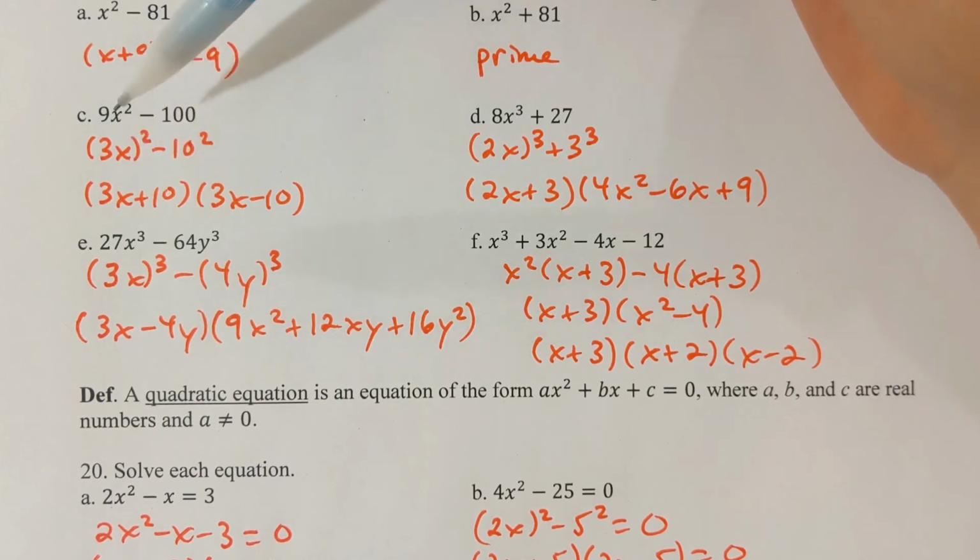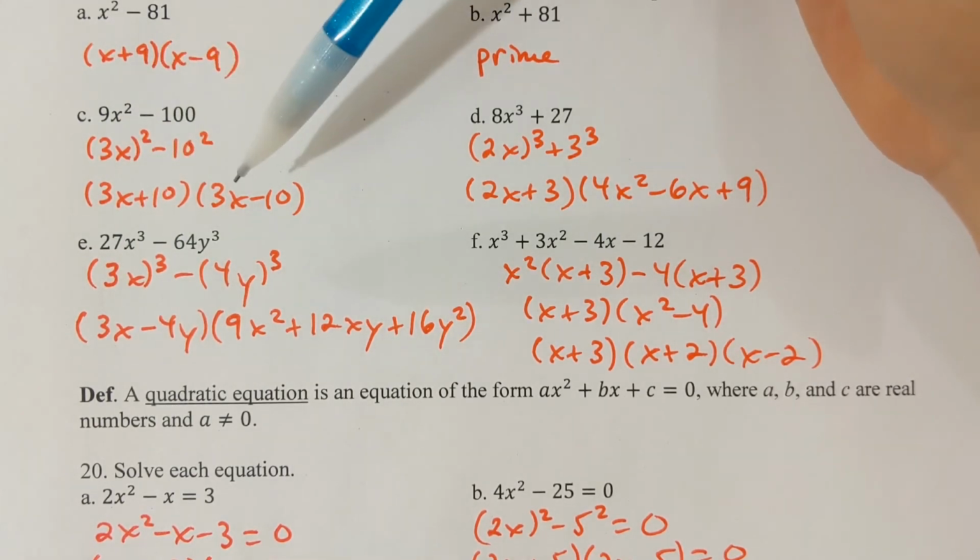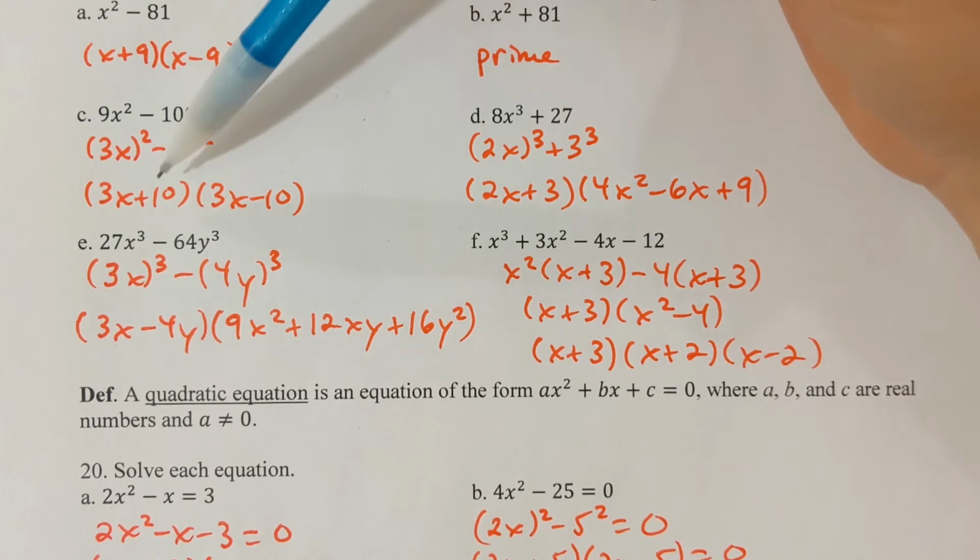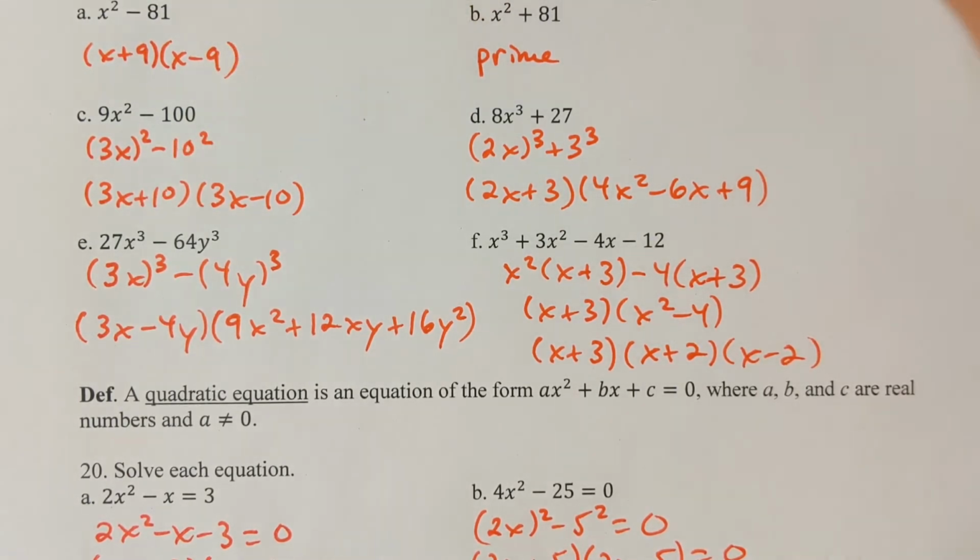Well, it's going to be 3x plus 10, 3x minus 10 then. Again, make sure that the signs alternate.